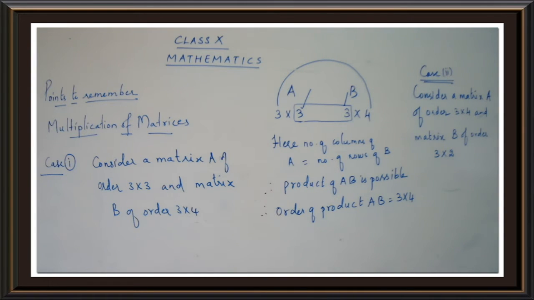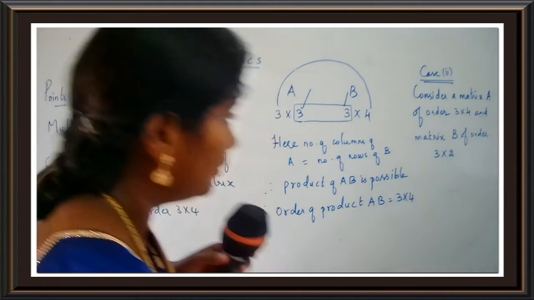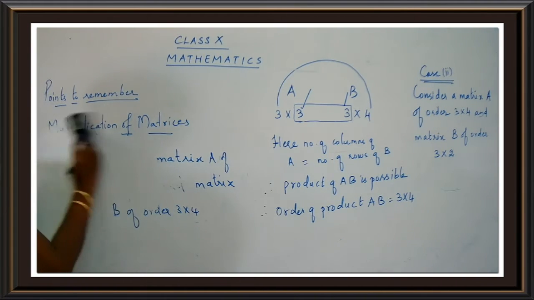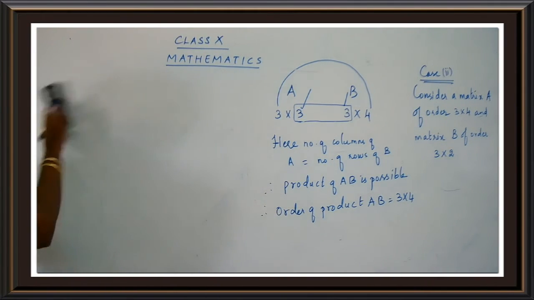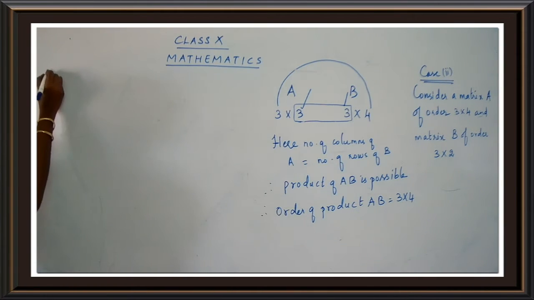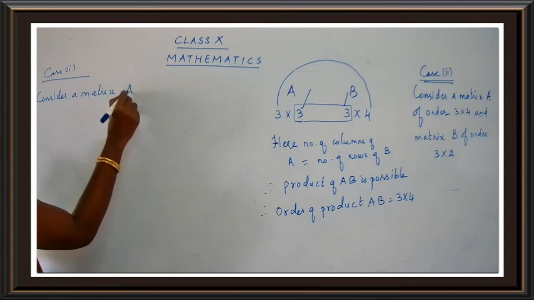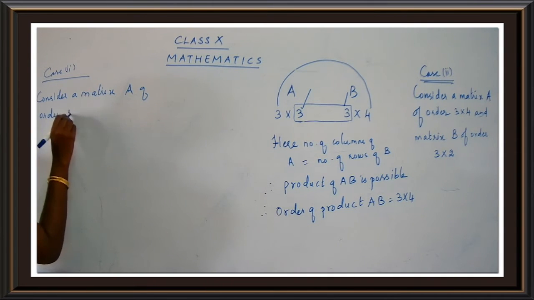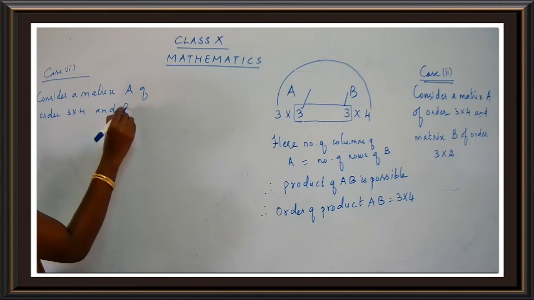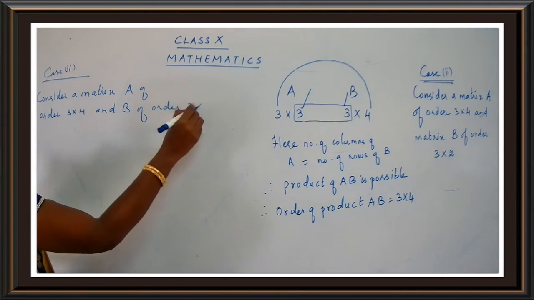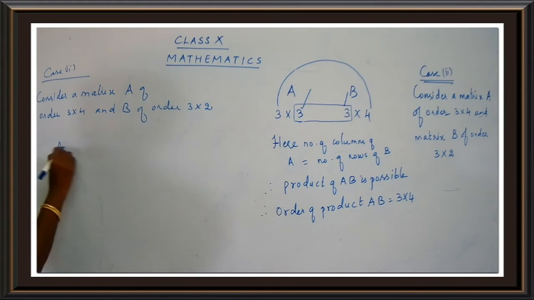Have you taken down the statement, children? Write down neatly, children. Okay. I'm just going to rub the first part. I'll just continue over here, children. After case 2, you continue over here. I'll just write down here for you, case 2. So consider a matrix A of order 3 cross 4 and B of order 3 cross 2. Okay, so this was the thing. Okay, now let's write down AB.